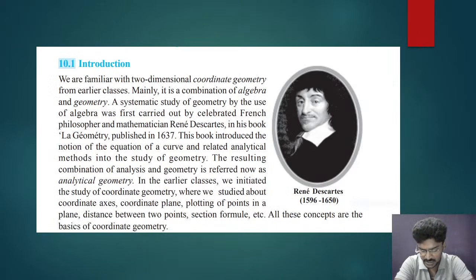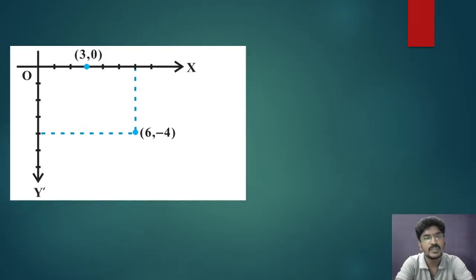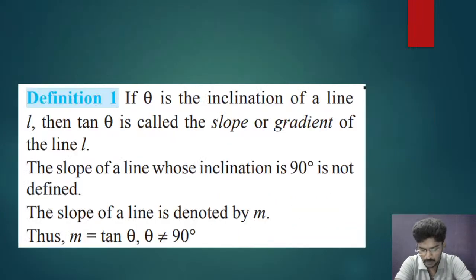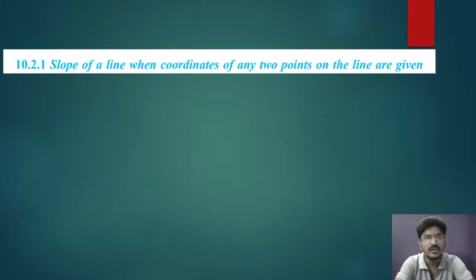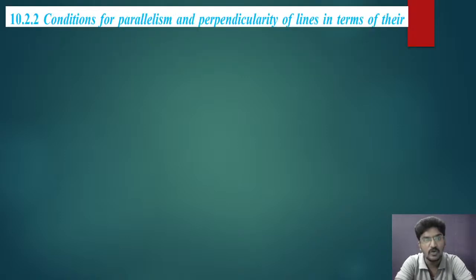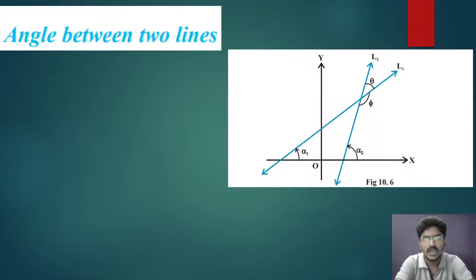Okay, let us start the class. Introduction is already over, and distance between 2 points is already over. Definition of slope is already over, and slope of the line when coordinates of any 2 points are given is over. Conditions for parallel and perpendicularity are also already over. Now we have to continue with angle between two lines.